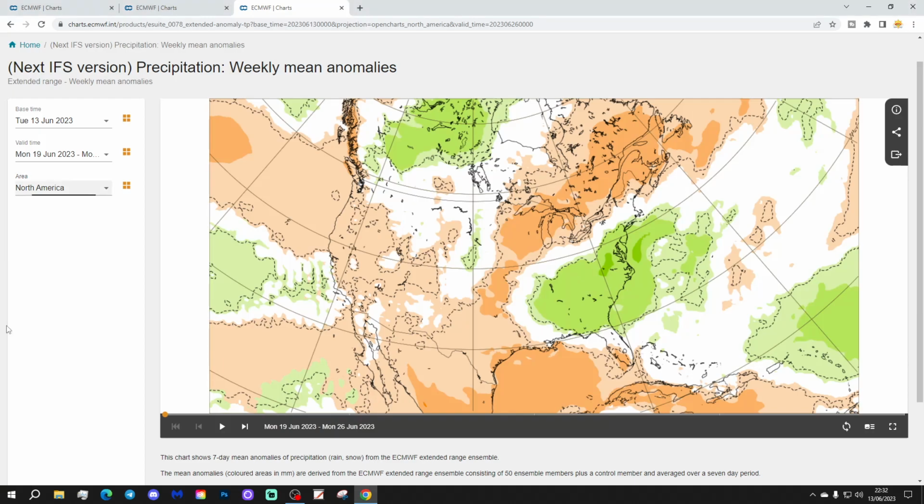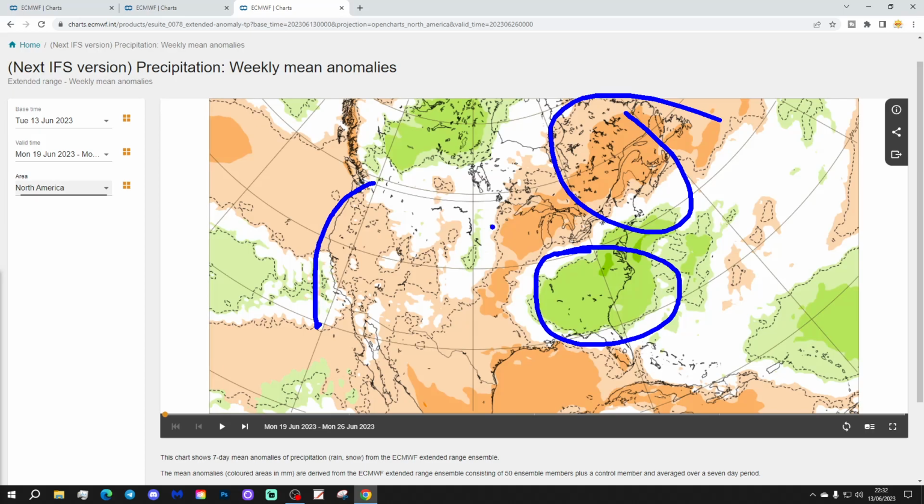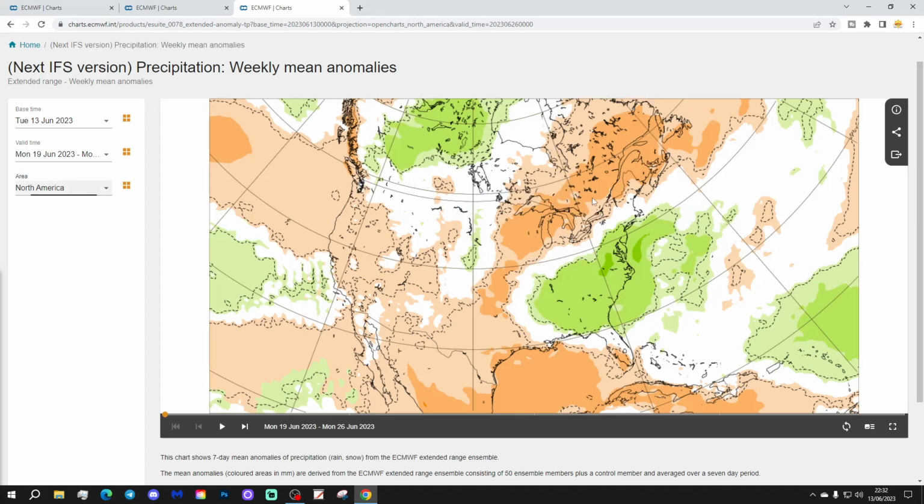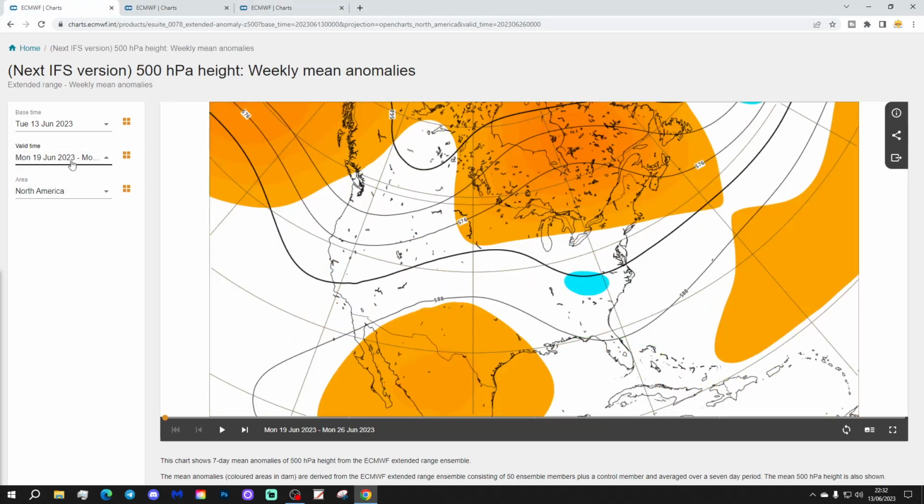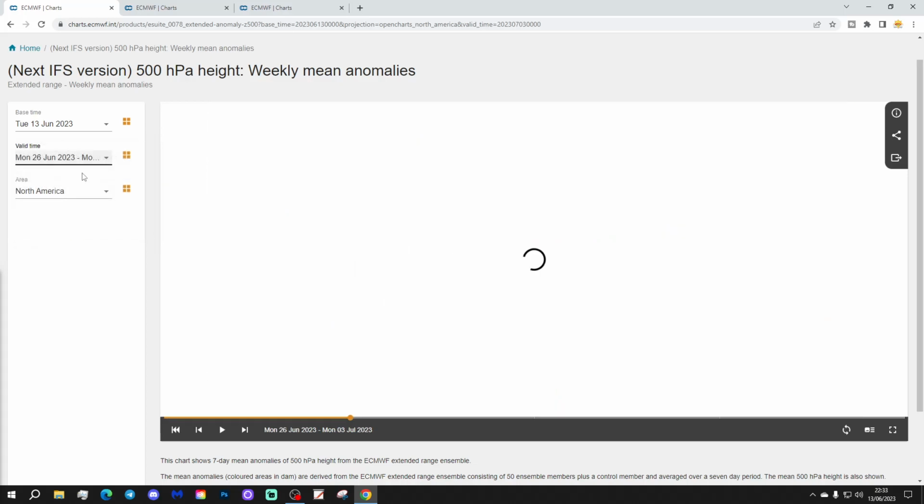As far as precipitation is concerned, many areas coming out drier than normal, though we have got a wet area here in the east and in the southeast as well. But really from the west coast up towards the northeast and most points in between, particularly through the Midwest into the Great Lakes region, we see significantly drier conditions coming through. Week 2 will be the 26th of June to the 3rd of July.